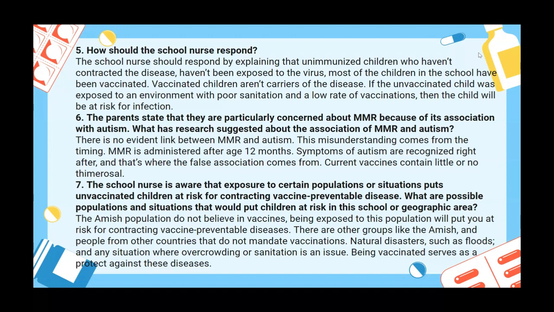Number 7. The school nurse is aware that exposure to certain populations or situations puts unvaccinated children at risk for contracting vaccine preventable disease. What are possible populations and situations that would put children at risk in this school or geographic area? The Amish population do not believe in vaccines. Being exposed to this population will put you at risk for contracting vaccine preventable diseases. There are other groups like the Amish and people from other countries that do not mandate vaccinations. Natural disasters such as floods and any situation where overcrowding or sanitation is an issue. Being vaccinated serves as a protection against these diseases.